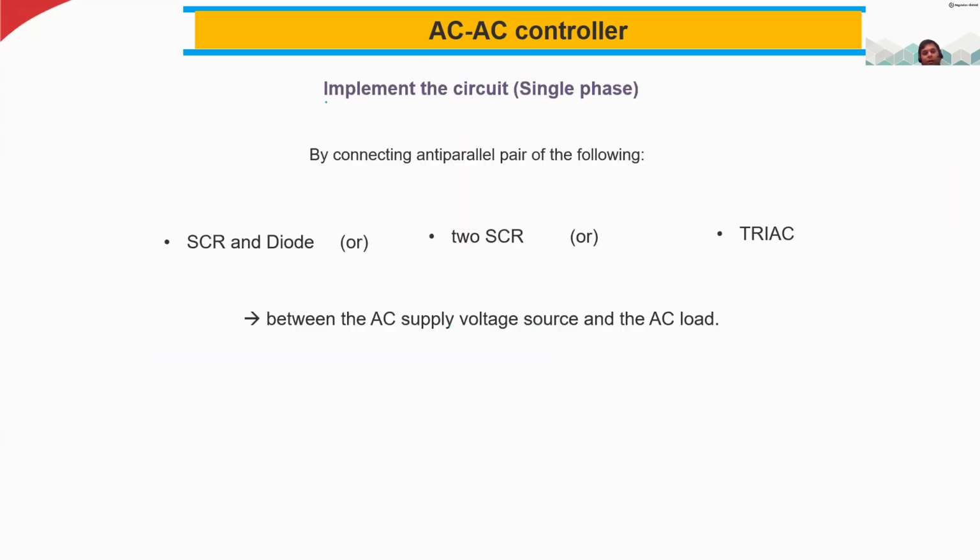How can you implement this circuit, the AC to AC controller or AC to AC converter? First, let us start with a simple one. First, we will see the single phase. It's a very simple circuit, made by connecting an anti-parallel pair of the following. Anti-parallel means one against the other. For example, an SCR and a diode. You know how an SCR looks like. If you put a gate terminal, then that is called an SCR.